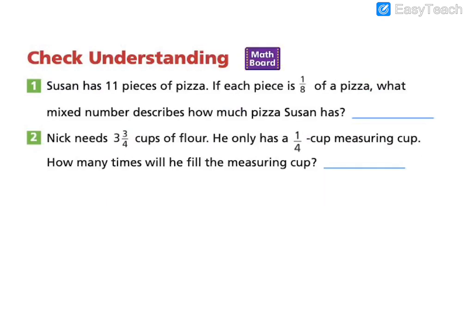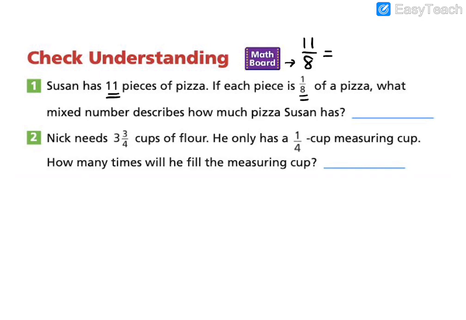Right, let's go ahead and complete the check understanding. Susan has 11 pieces of pizza. If each piece is 1/8 of a pizza, what mixed number describes how much pizza Susan has? So I know that Susan right now has 11/8 of a pizza, right? She has 11 pieces. Each piece is 1/8. So she has 11/8 of a pizza. I need to decompose this so that I can find how much pizza she actually has. Right now I just know the number of slices.